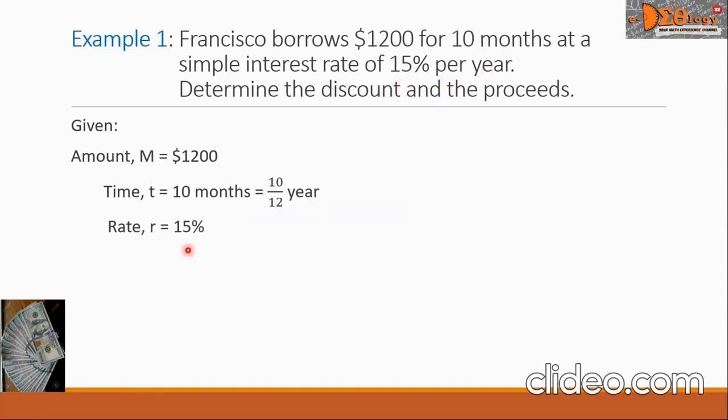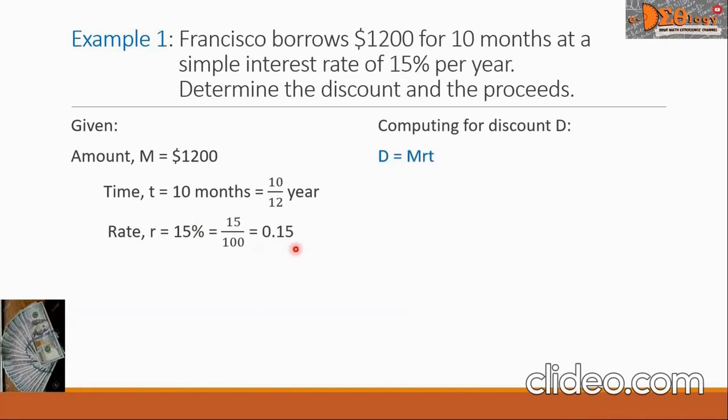Let us convert this 15% into decimal. Let us put 15 over 100, dropping that percent sign, and the quotient of 15 over 100 is 0.15. So 15% equals 0.15 in decimal. Now, we are ready for the computation of discount D. Our formula is D equals the product of M times R times T.